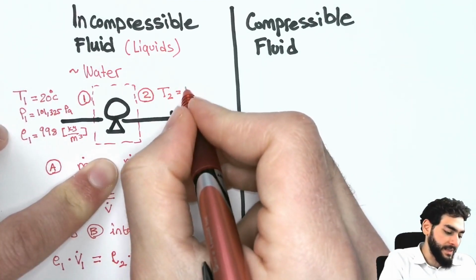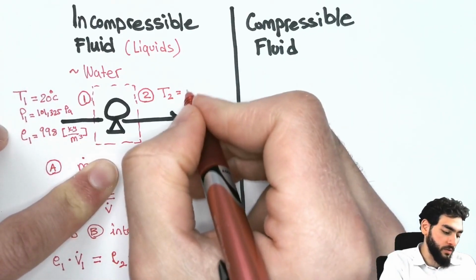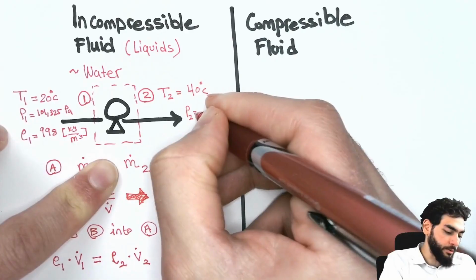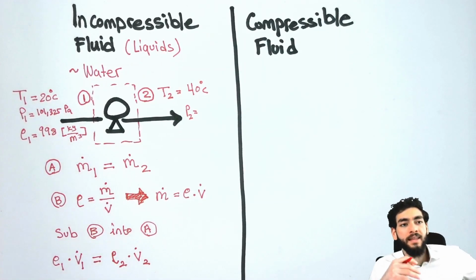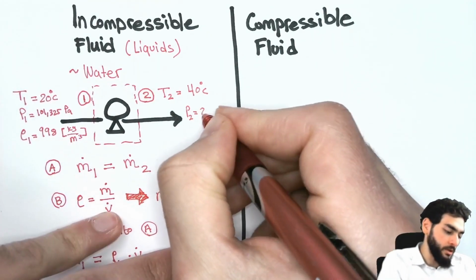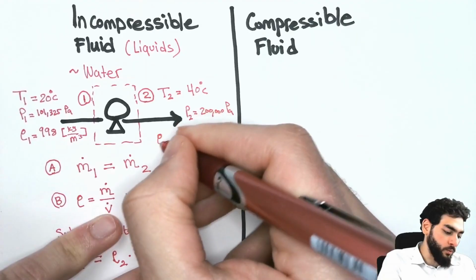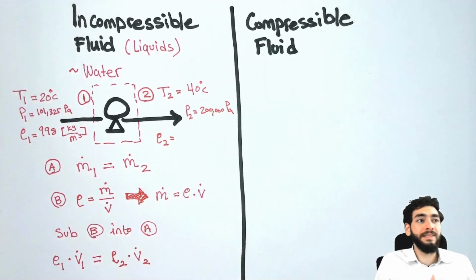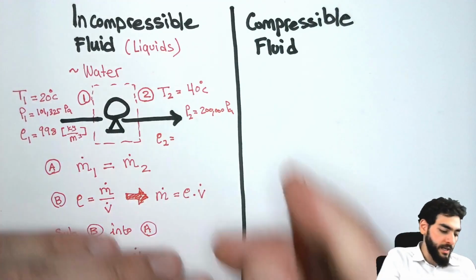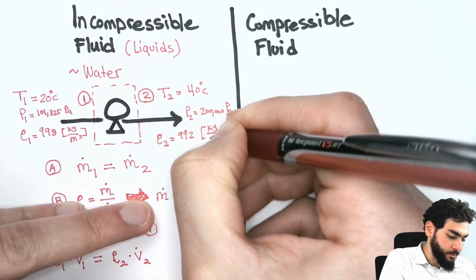So let's say that the temperature at point 2, where the water exits the discharge of the pump, is 40 degrees Celsius. Let's say that the pressure at point 2, let's assume that the pump doubles the pressure, or just about, so it's 200,000 pascals. And if we look at what the density of the water will be when it exits the pump, I looked it up at Engineering Toolbox. It is 992 kilograms per meter cubed.